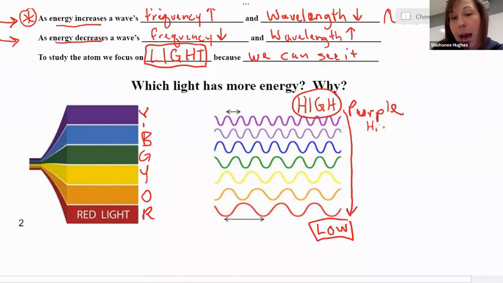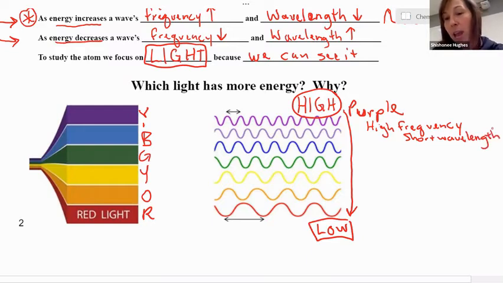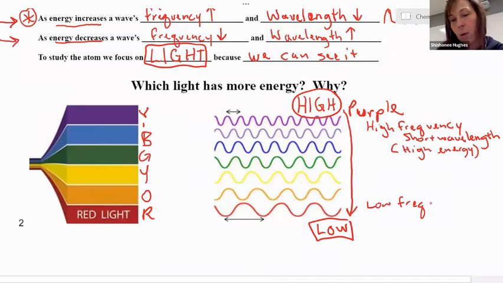But for those of you that were explaining the purple, you're right. Purple has a very high frequency, which means it has a short wavelength. When these properties of the waves change, they change the energy. High frequency and short wavelength means high energy. Now, as you go down, notice the wavelength gets longer and longer and longer. This is a low frequency, which means low energy.